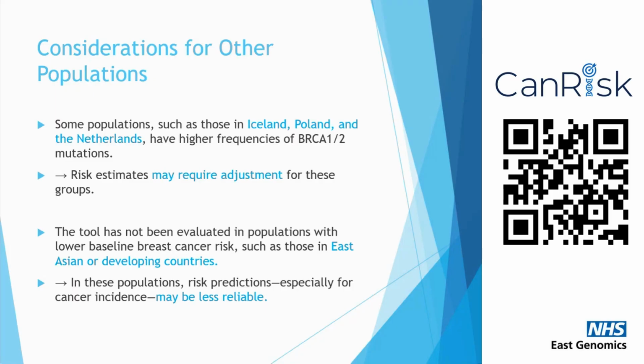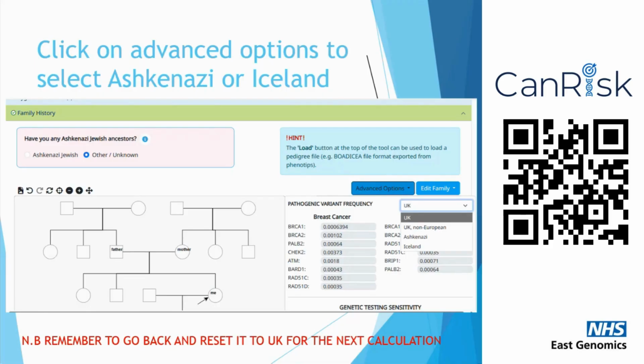The CanRisk tool is not particularly great if your patient comes from an East Asian or developed country background, and it's particularly less reliable in calculating cancer instances in those populations. So as I say, in the BRCA, you can change the pathogenicity variant frequency up here, and it allows you to select UK, non-UK, Ashkenazi Jewish, and from Iceland. But remember, if you do change it, next time you use CanRisk, you need to go back and put it back to UK population.